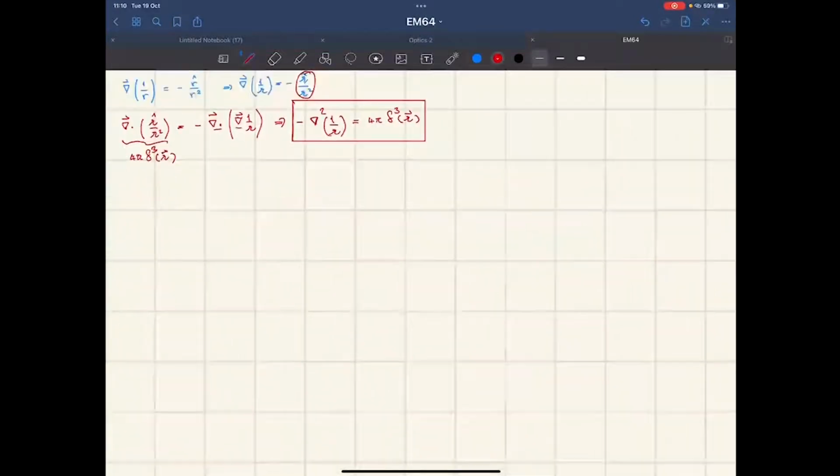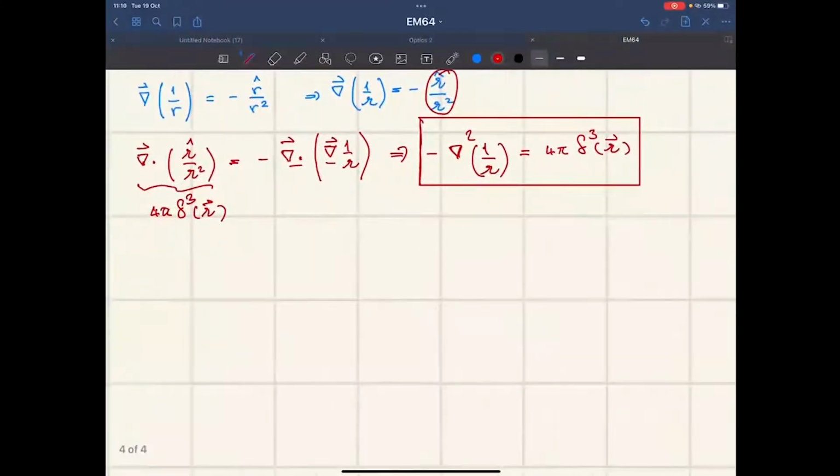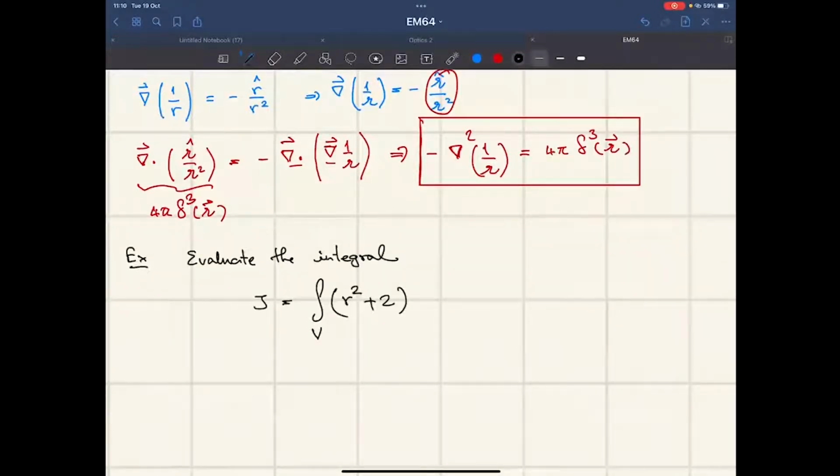No questions. Okay, if there's no question, let me use an example here. Okay, let's consider an example. Let's evaluate this integral. J is equal to the volume integration of r square plus 2, and divergence of r-hat divided by r square, dV.